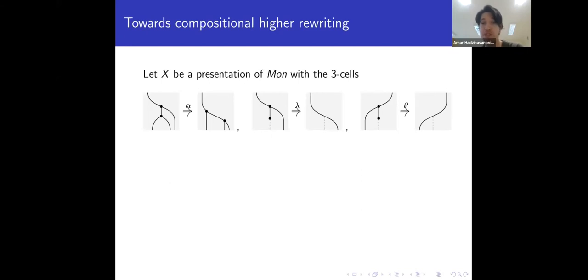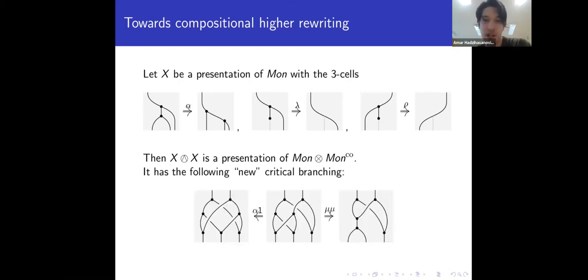So for example, if we have a presentation of the theory of monoids that contains these directionally, these would be associativity and unitality equations. We get a presentation, then taking this mesh product of X with itself is going to be a presentation of the theory of bialgebras, containing, for example, that 4-cell that I pictured earlier. And this presentation, if you approach it from a rewriting perspective, is going to have some new critical branchings that do not come from critical branchings in the factors.